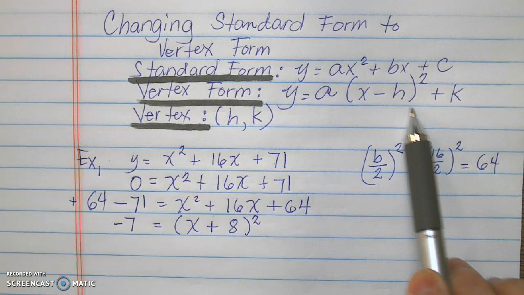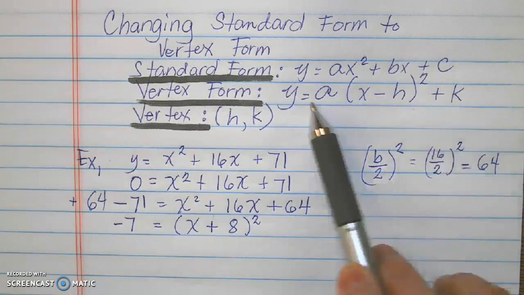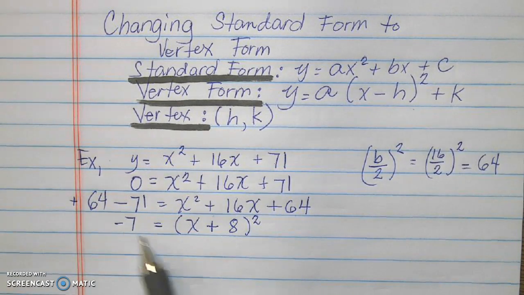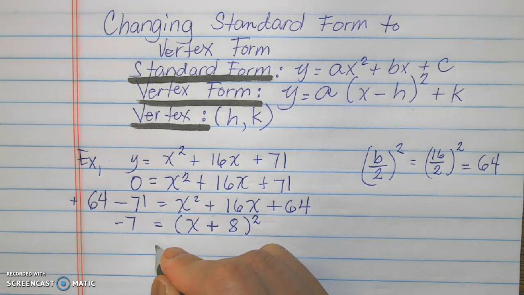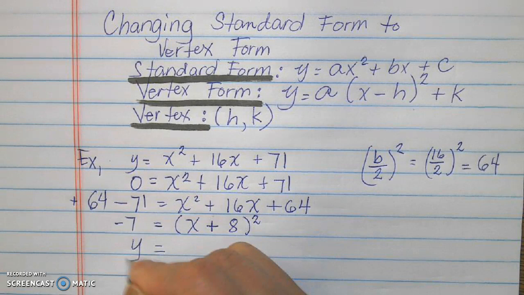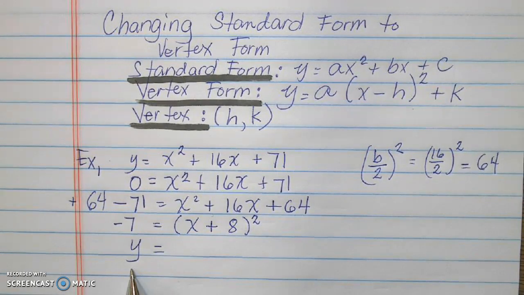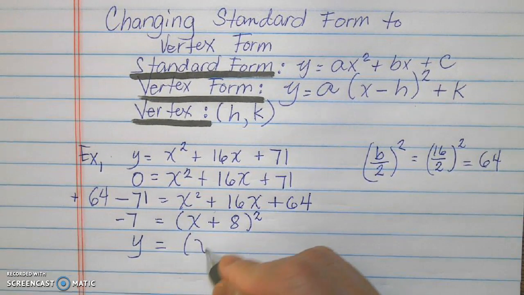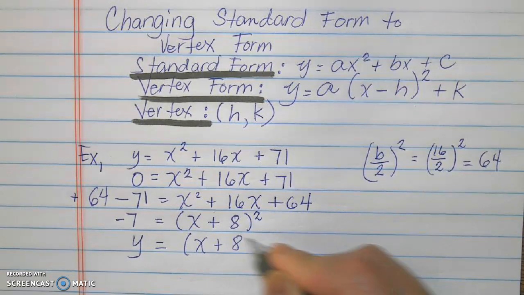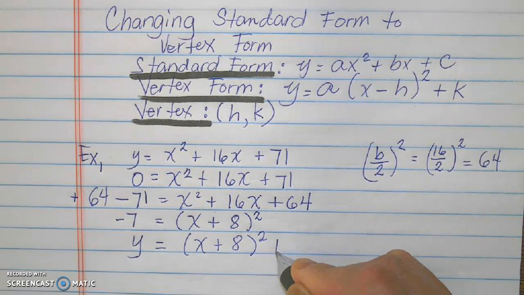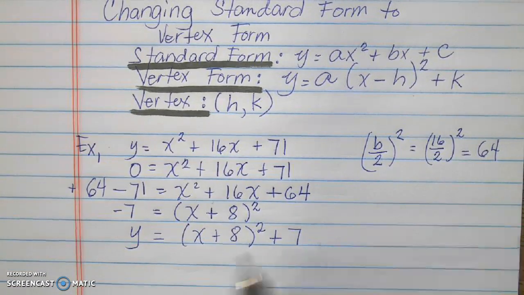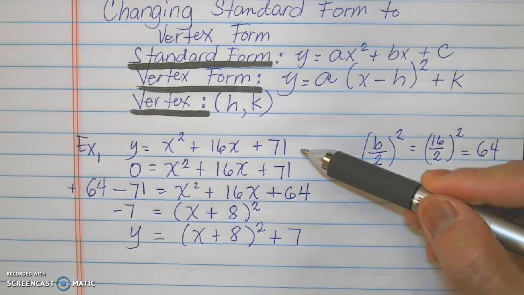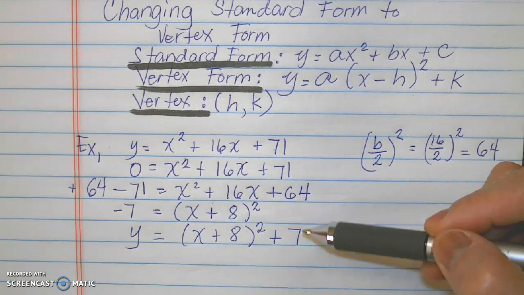Now, I want you to look back at your vertex form equation. This side right here and this side are together. So this has to go back. So therefore, this now is going to look like y again. Let's go back to y because it's an equation. So we'll now have x plus 8 squared plus 7. And there you go. This is now the vertex form of your parabola. And this is the standard form. These two are the same.